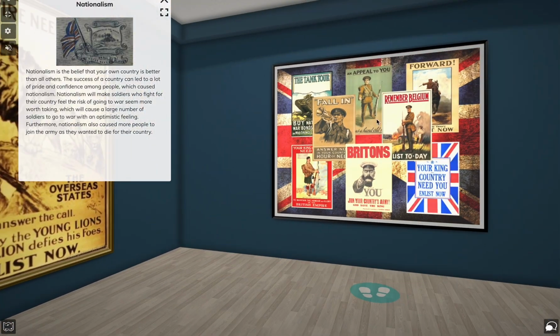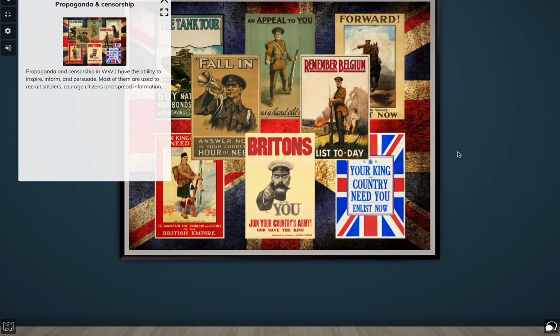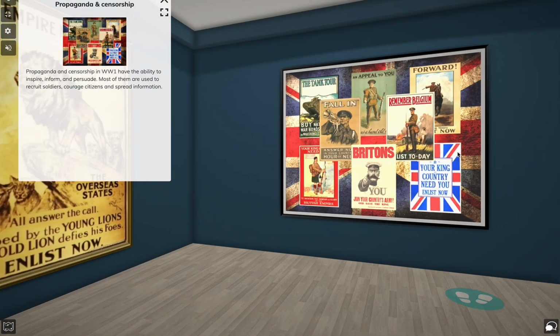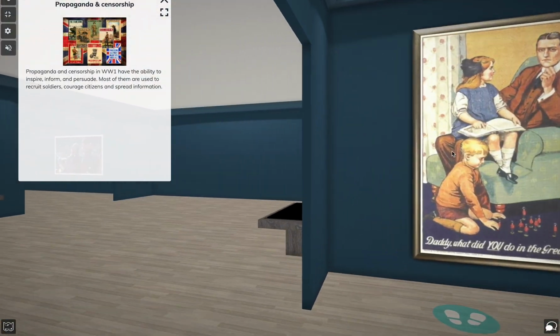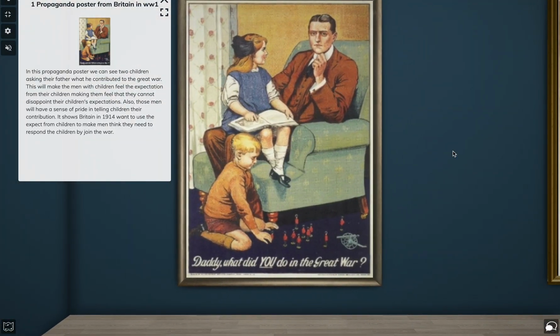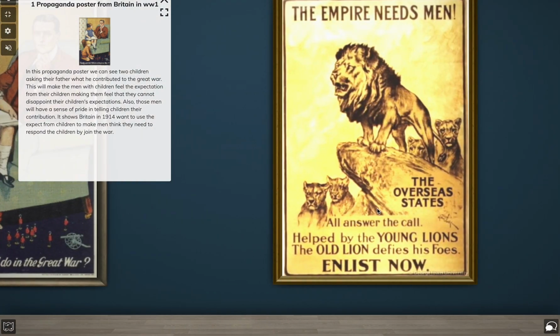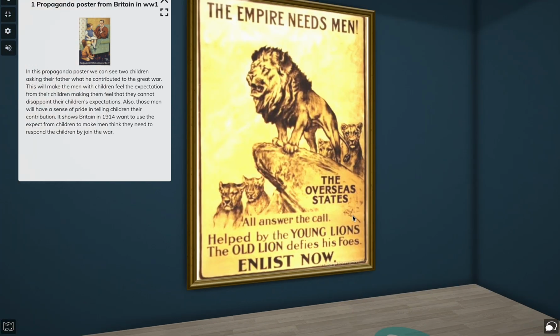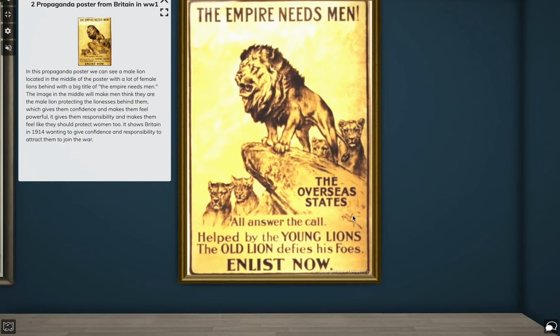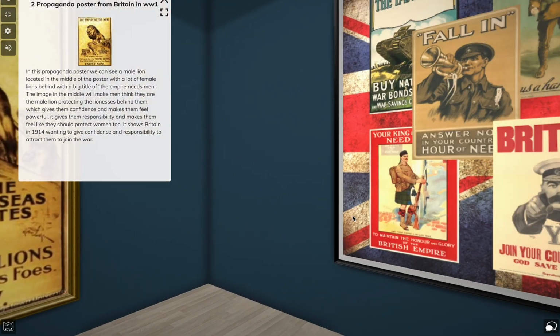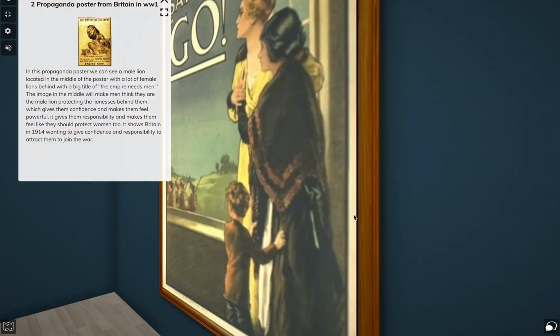The second room is about the propaganda and the censorship. The propaganda and the censorship in World War One were used mostly to recruit soldiers, and I chose four propaganda posters that can show this. For example, this poster wants to use the expectations of children to make men think that they need to respond to the children by joining the war. This picture wants to give confidence and responsibilities to attract them to join the war.